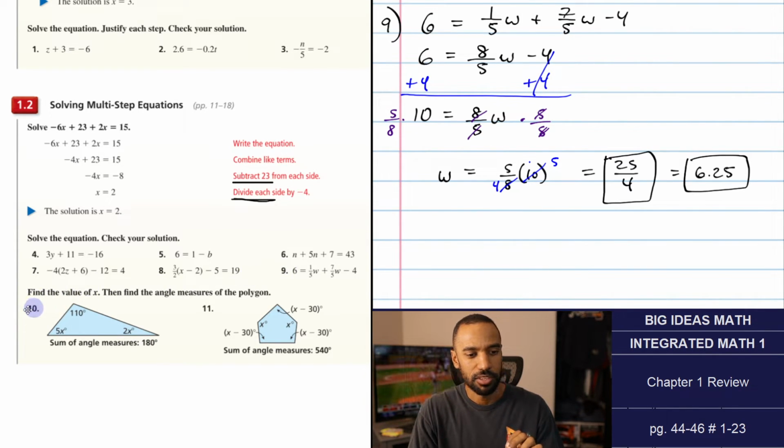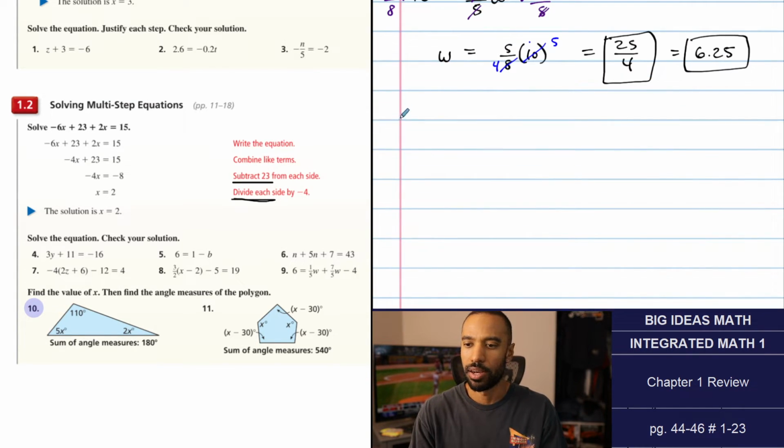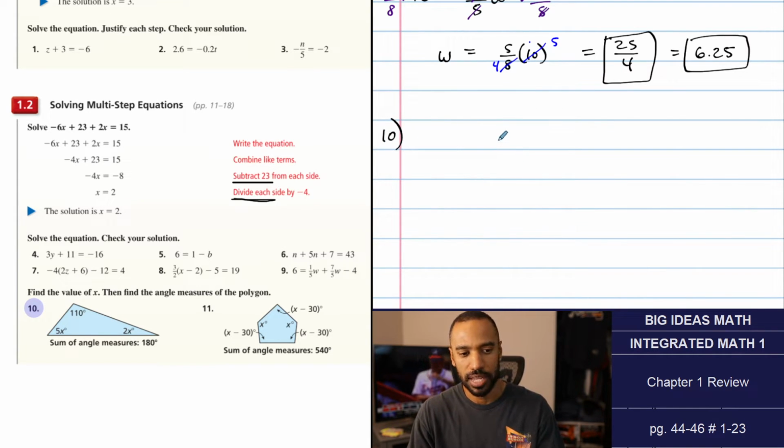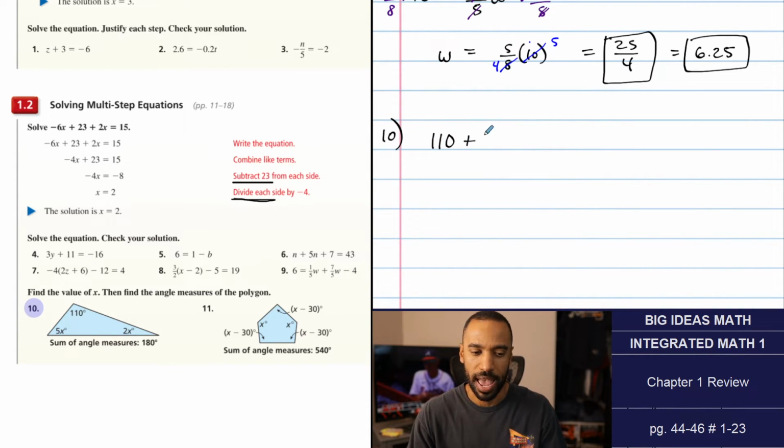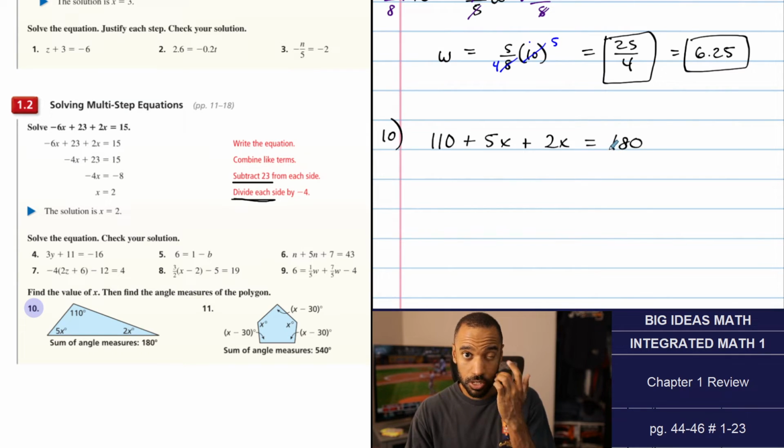Numbers 10 and 11, they ask to find the value of x, then find the angle measures of the polygon. So on number 10, we have this diagram that says 110 degrees, 5x degrees, and 2x degrees, the interior angles of a triangle, and they tell you that the sum of the measures is 180 degrees. So I'm going to create an equation that says when I add 110, 5x, and 2x, I get 180. We're going to use that to solve for x. It's kind of a geometry equation, but wrapped up in algebra.